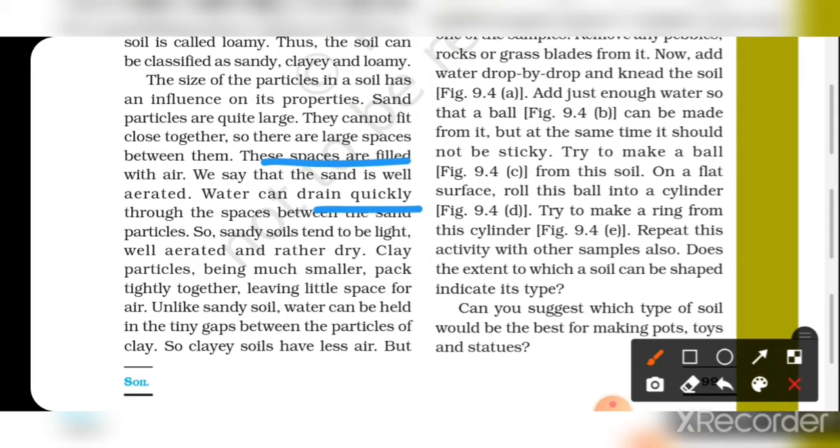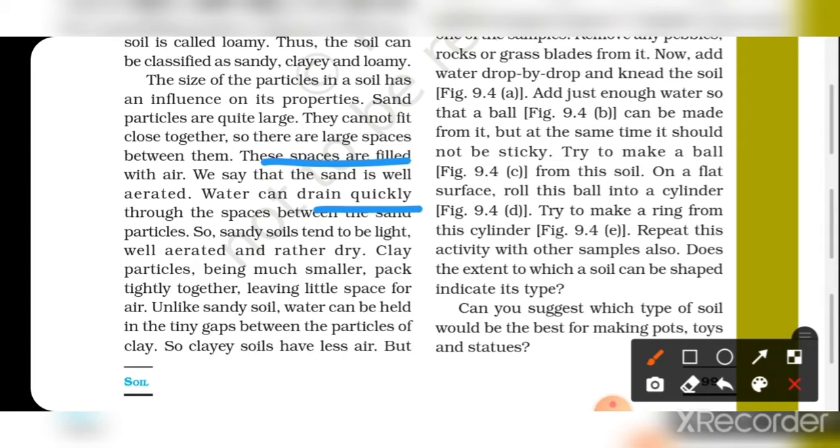Okay, because of the spaces between the particles, the sandy soils tend to be light, well aerated and rather dry. Clay particles being much smaller. Clay particles क्या होते हैं? Much smaller, pack tightly together, leaving little space for air.